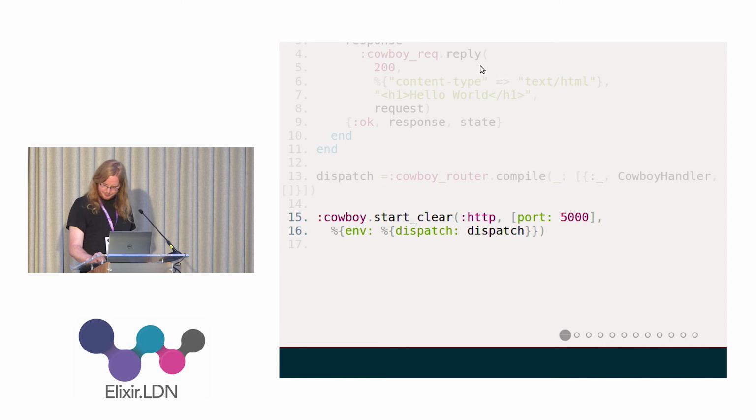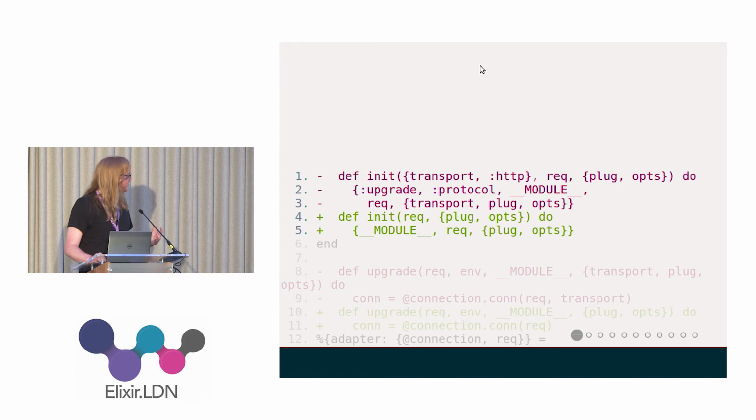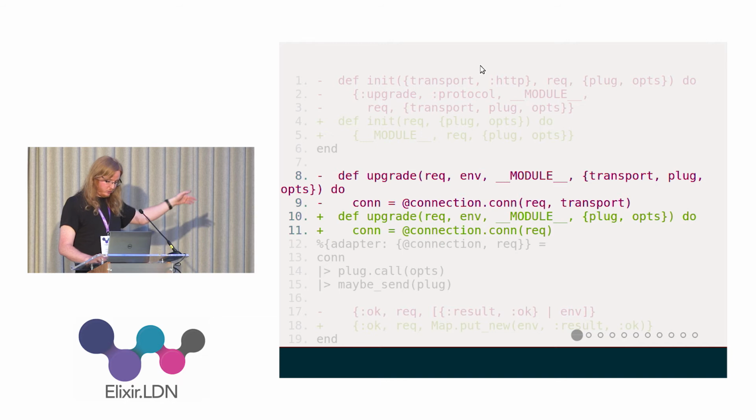And if we look at the diff for the adapter, this is kind of a Git slide. I did a Git diff, so I don't know if it counts. But if we look at the init here, the transport's gone. We don't have that anymore. But other than that, it's the same. And then instead of passing upgrade protocol module, we just pass module, and Cowboy says, oh, OK, you've passed in a module. I'll call the upgrade function on that. The upgrade function's the same.